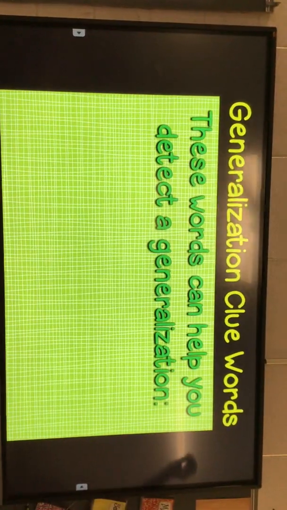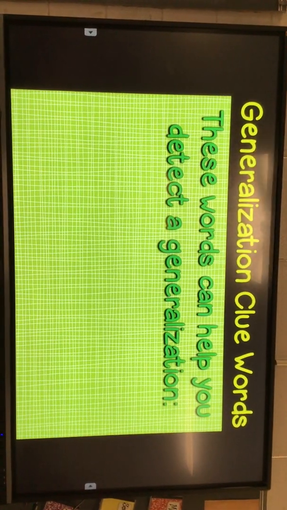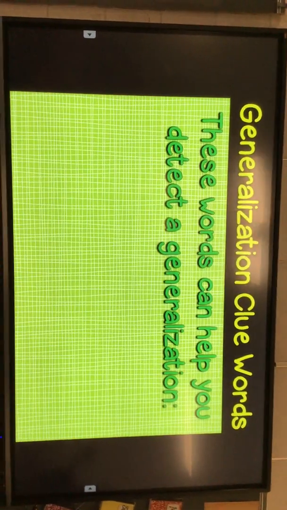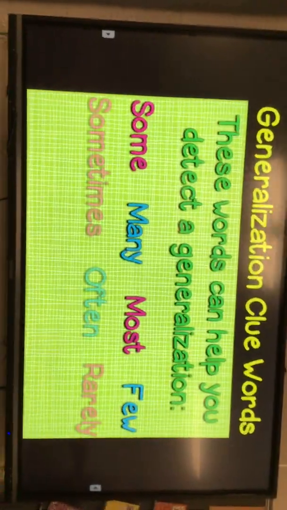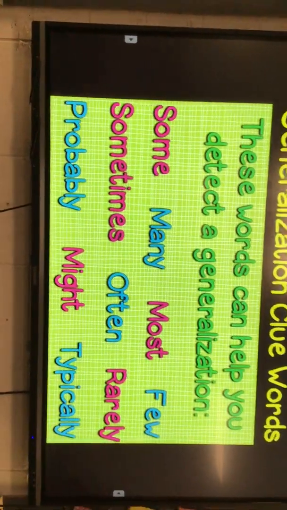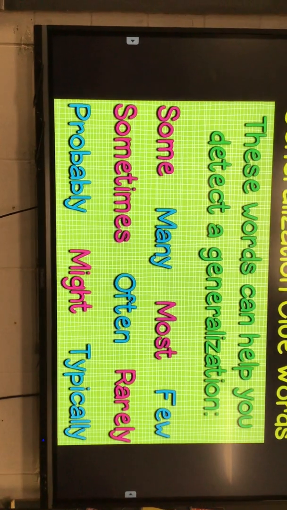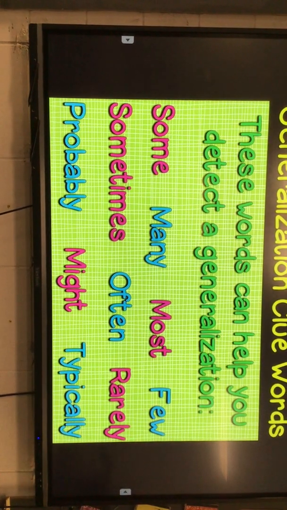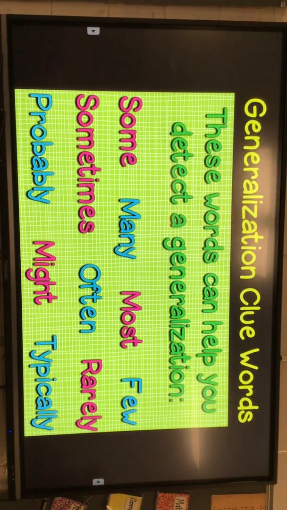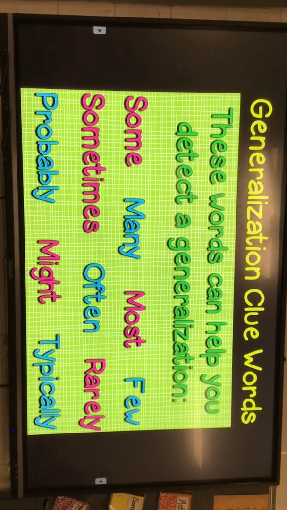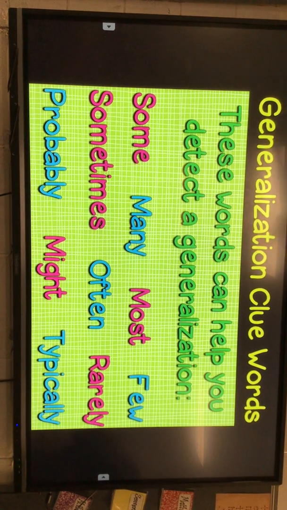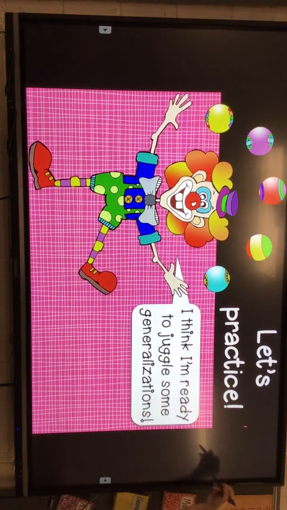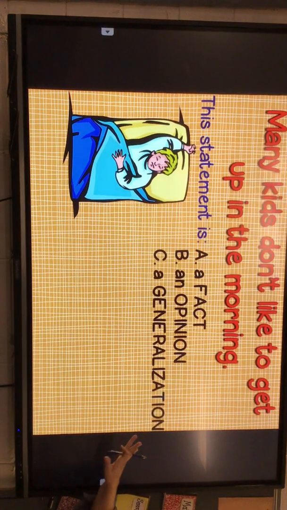All right, generalization clue words. We've been talking about these all week. These words help you detect a generalization. Some, many, most, few, sometimes, often, rarely, probably, might, typically. Now, this is more generalization clue words than we have talked about so far this week, but start writing. Oh, they're already there. You don't even have to write it. So, let's practice. I think I'm ready to juggle some generalizations.